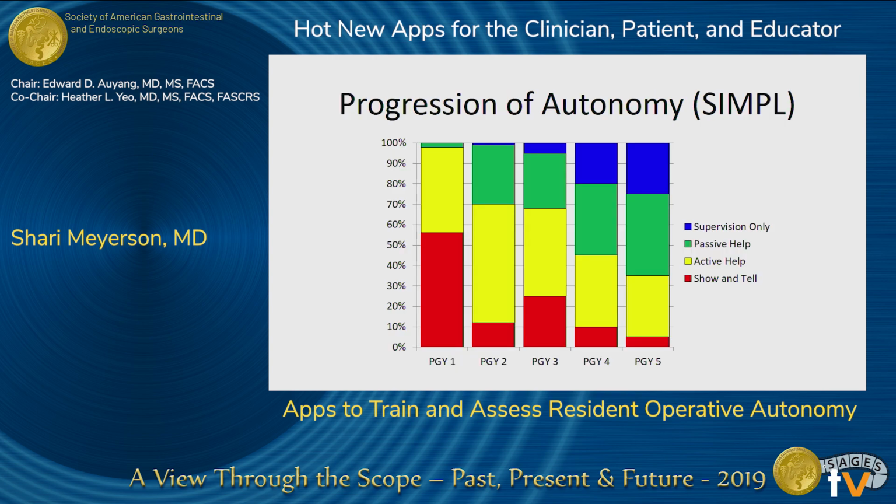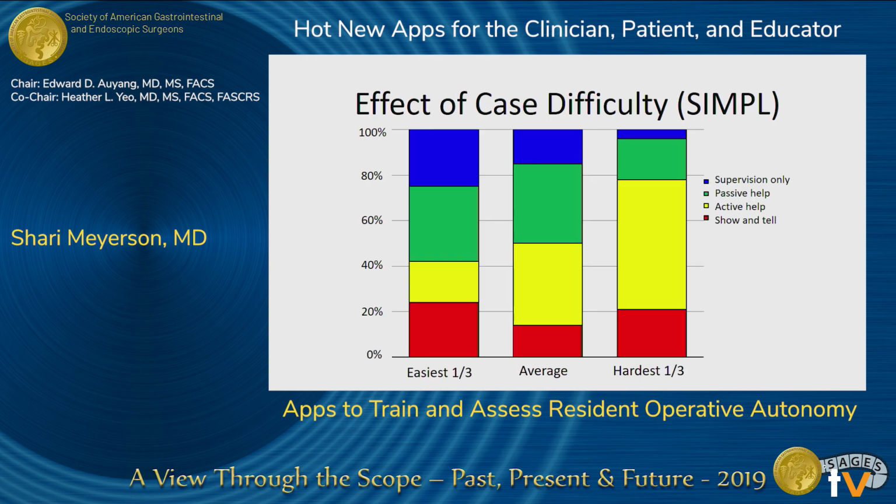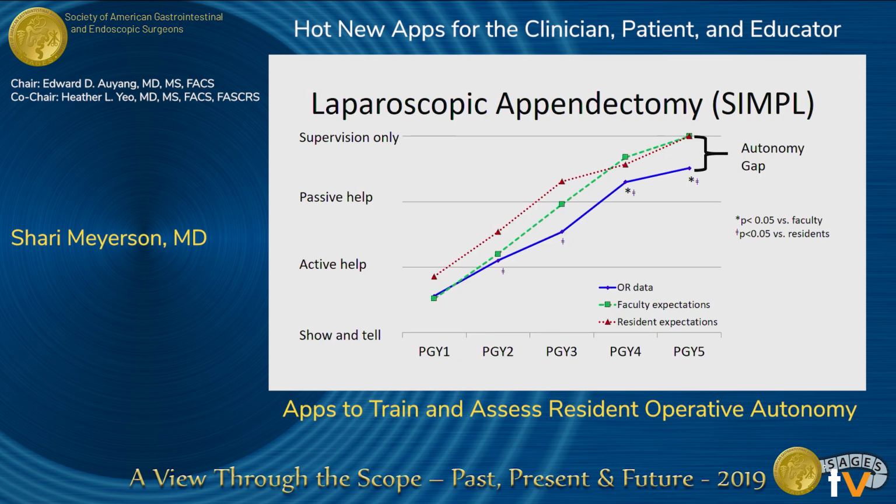So having spent a number of years looking at this data, what have we learned from it? Well, we have some validity data. Does this scale make any sense? It seems it does. The higher the resident is in training, PGY5s get more autonomy than PGY1s. That makes us feel much better about both our training and our scale. We've also looked at the autonomy in relation to the difficulty of the case, and easier cases get more autonomy. This also intuitively makes sense.